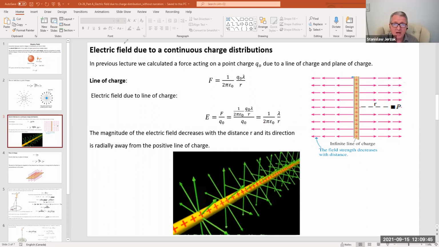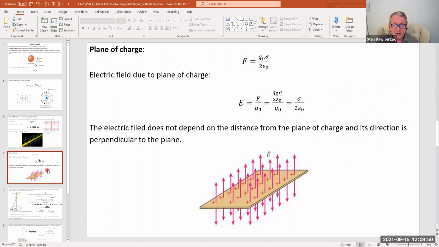So on the next slide, we will now calculate the electric field due to a plane of charge. So here we have a plane of charge. Let's say the plane is positively charged. Let's say this plane is very, very large, maybe infinitely large.